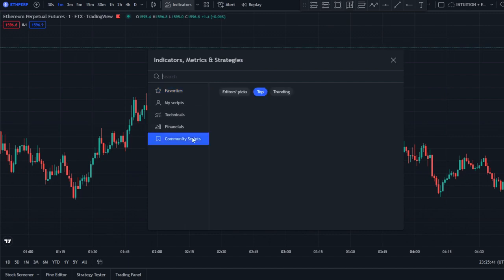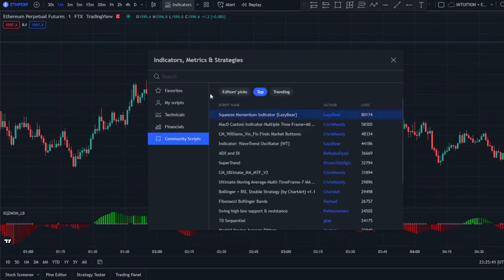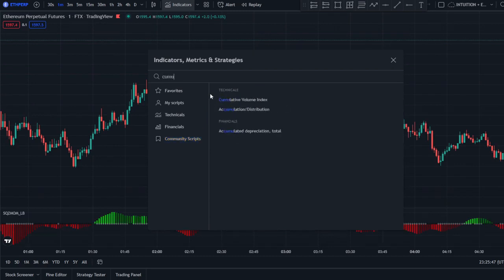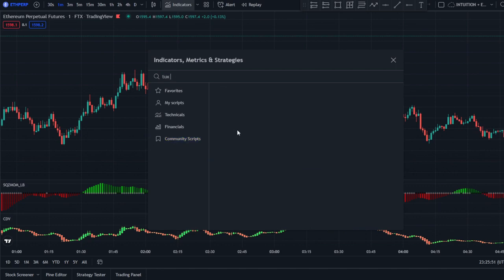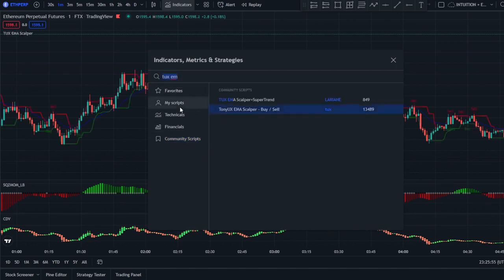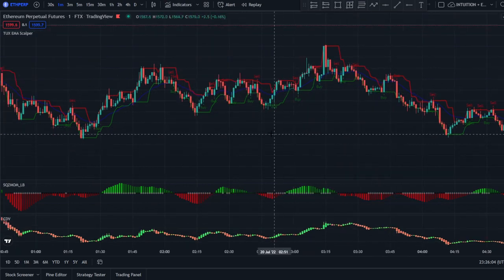So for this we'll be using 3 indicators. First will be your squeeze momentum indicator. Next will be your cumulative delta volume indicator. And lastly, you'll need your TradeiQ EMA scalper. You just look at this and it's called Tony UX EMA scalper. So just use that.